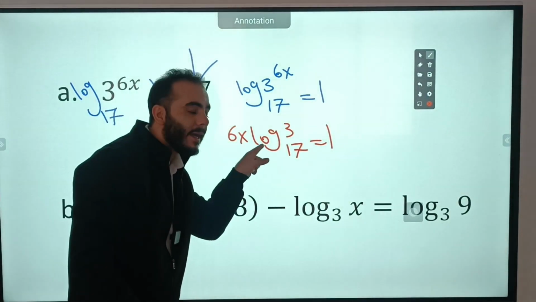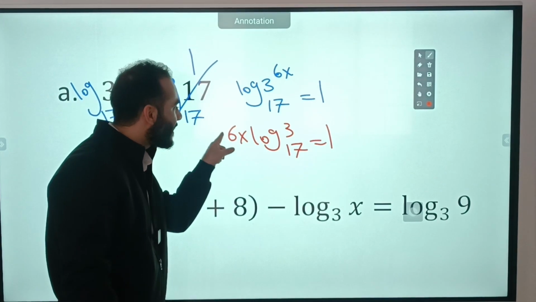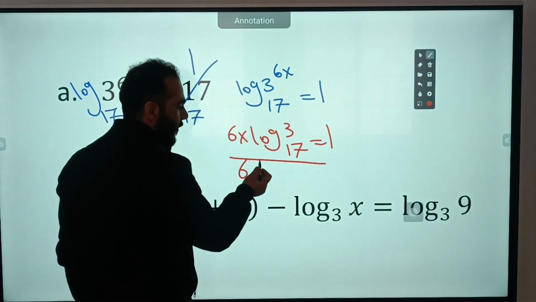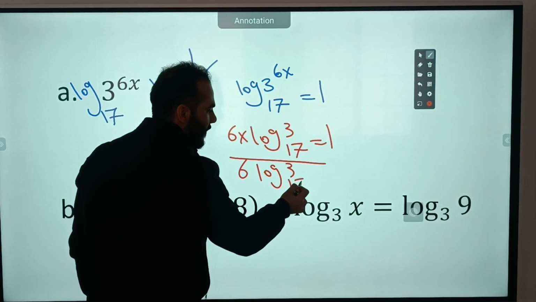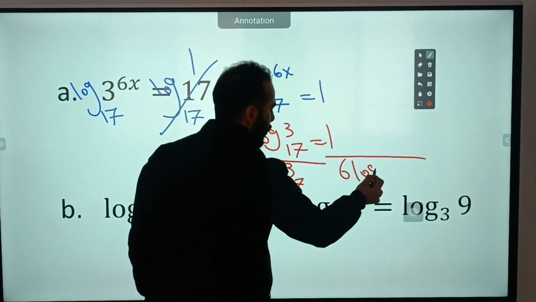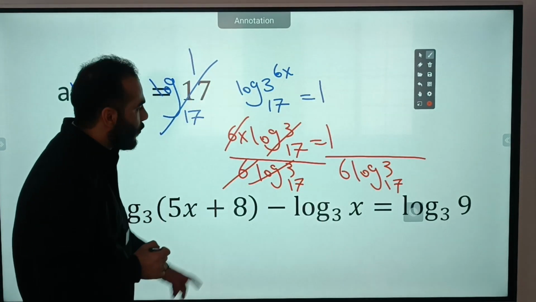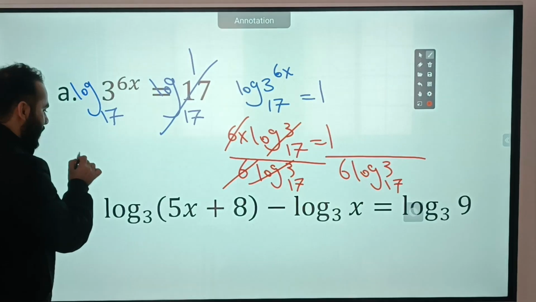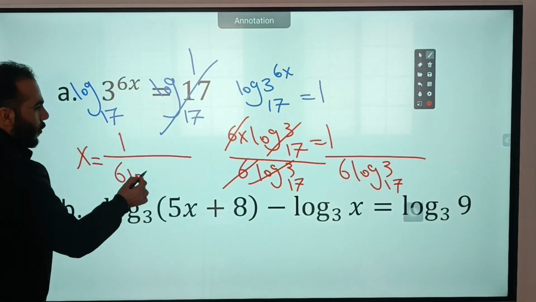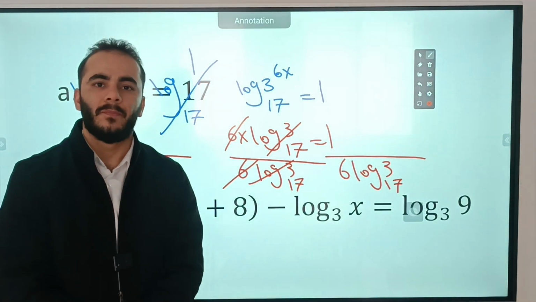Now, in order to find x and make x alone, we need to divide both sides by whatever stands with x. So what do I have here with x? I have 6, and I have a logarithm as well, log base 17. Divide the other side by exactly the same thing, 6 log 3 base 17. That's going to cancel everything here. And what will remain? x. This is exactly what we are looking for. x equals 1 over 6 log 3 with base 17. That is the final result.